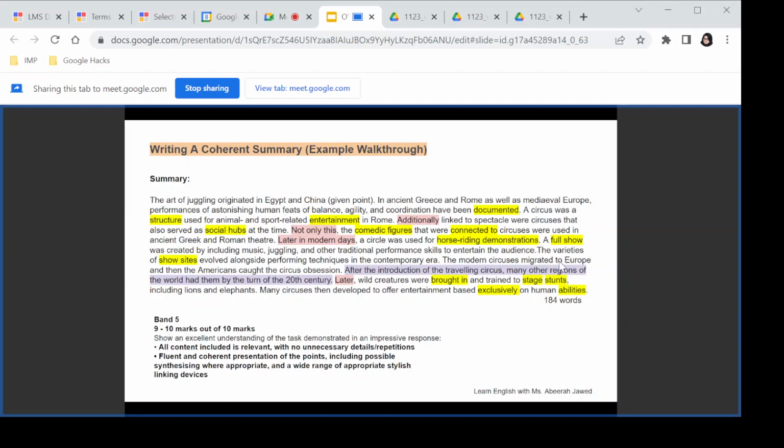The modern circuses migrated to Europe and then the Americans caught the circus obsession. Again, I have not highlighted this part, but it has also been changed.